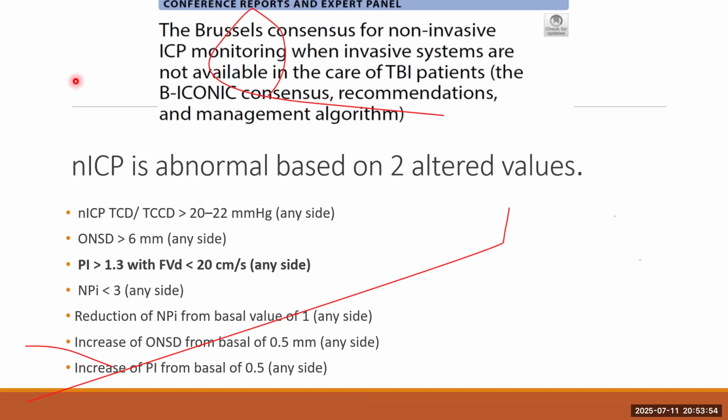This was again reiterated in the latest Brussels consensus conference, which we had discussed in the last discussion, where they listed 7 variables, and out of which, if at all 2 are present, it means that there is a raised ICP. The third point being the PI more than 1.3 coupled with the diastolic velocity less than 20 centimeters per second is what indicates raised ICP rather than PI alone. So that's what we need to remember.